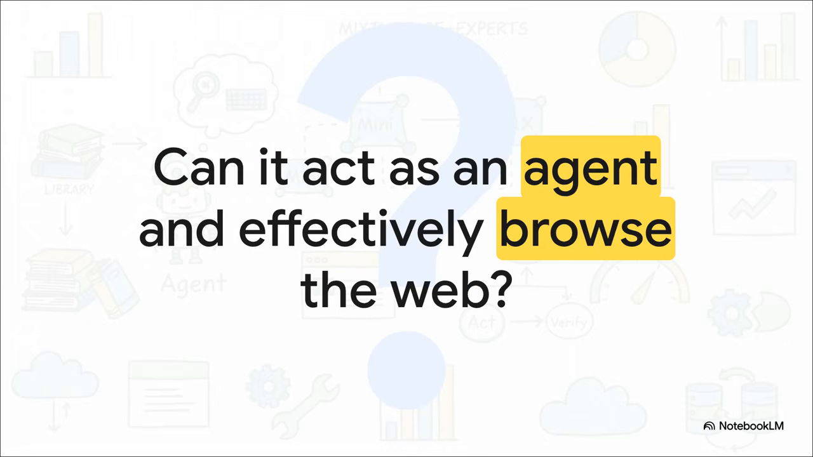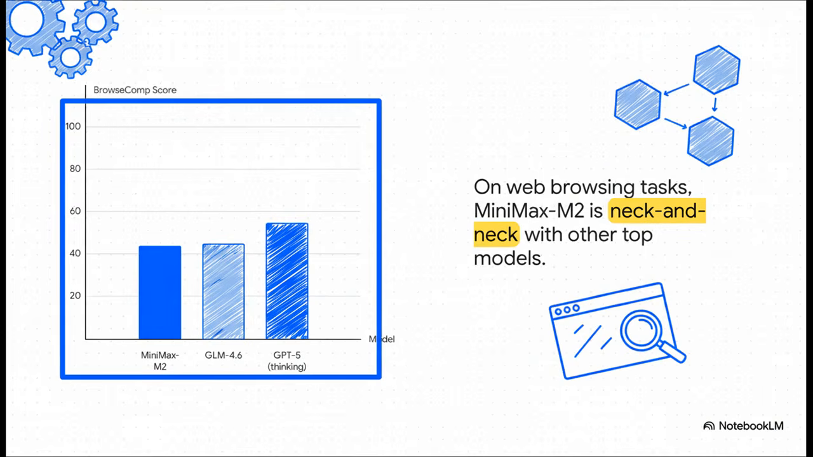Okay, so it can handle a terminal, that's great, but what about something more complex? Something with multiple steps? Like, can it act as an agent and go out and browse the web to get stuff done for you? So on the Browse Comp benchmark, it pulls a really solid 44. Now, yeah, one model is a bit ahead, but look where MiniMax M2 is. It's right there in the mix with the other top dogs. This confirms it's got some serious skills when it comes to those agent-style web browsing tasks.